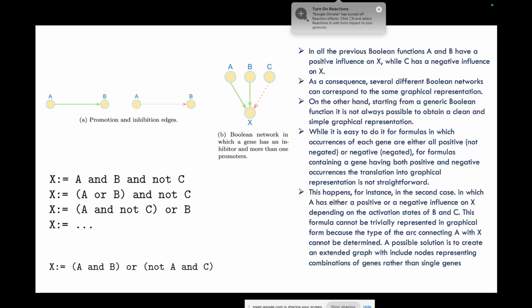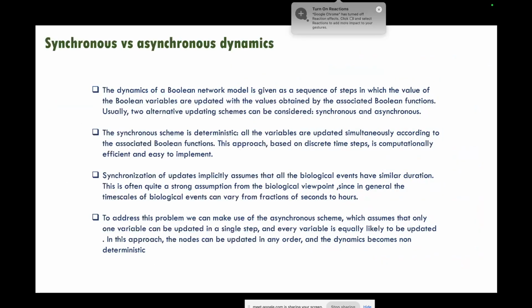But this is a very ambiguous statement, because you do not know what the influence of A or B on X actually is, right? Because you do not know the individual influence of these genes on the system, that becomes a little bit tricky. So a possible solution is to create an extended graph which includes nodes representing combinations of genes rather than single genes. So that becomes much more informative.